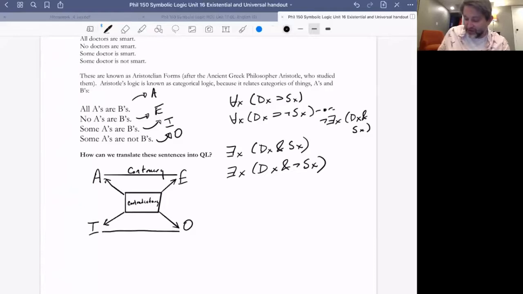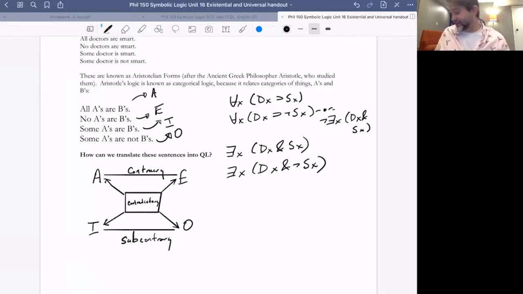The bottom two here are what is called subcontrary. And so what that means is that they cannot both be false at the same time. So all A's are B's and some A's are not B's cannot both be false, right? If all A's are B's is false, then it has to be true that some A's are not B's, and vice versa. If some A's are not B's is false, then it has to be true that all A's are B's, okay?